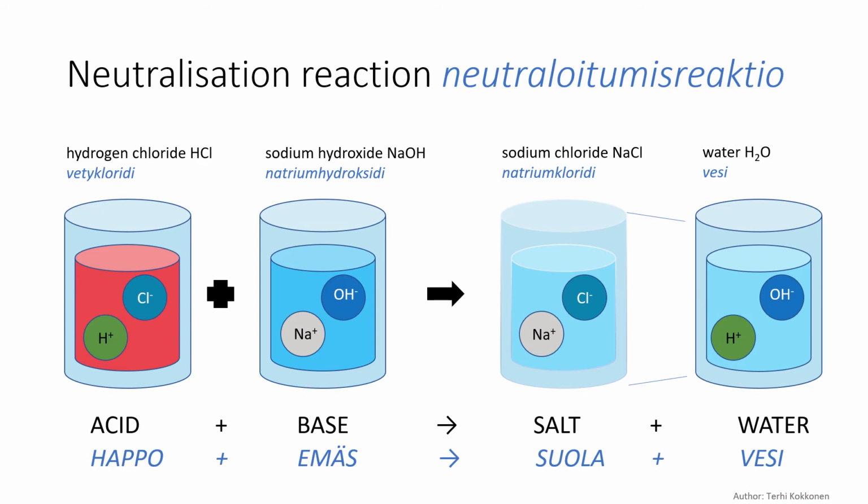Here in this picture, hydrogen chloride reacts with sodium hydroxide to form sodium chloride, aka table salt, ruokasuola, and water. Do you still remember that a salt is an ionic compound composed of a cation and an anion? Sodium chloride is made up of sodium cations from the base and chloride anions from the acid. Both products formed, salt and water, are neutral.